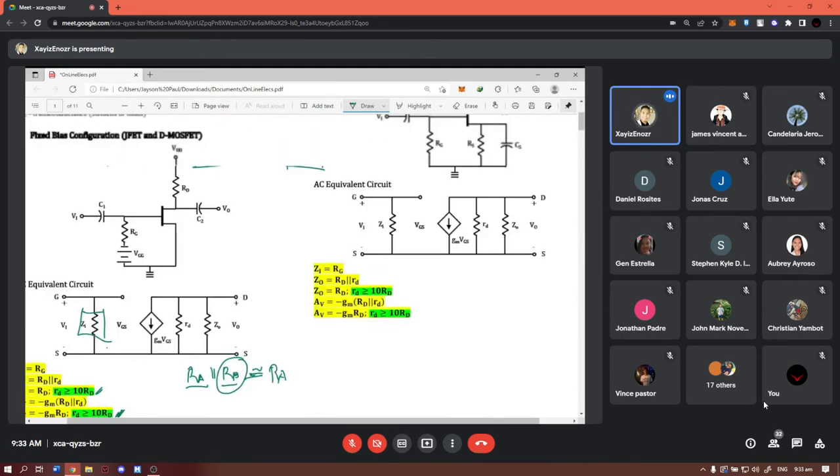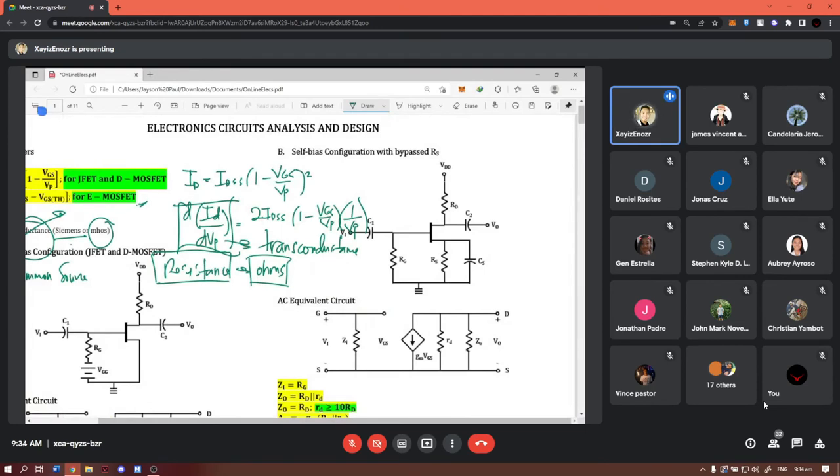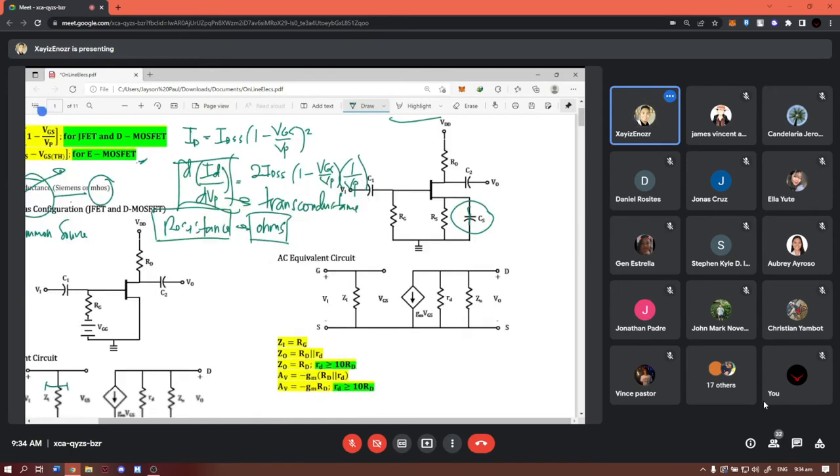Next natin is self-bias with bypass RS. So ano ba ibig sabihin ng bypass RS? Pag sinabing bypass RS, meron tayong bypass capacitor, yung CS na to, dun sa ating source terminal. So, pag nag-AC analysis na tayo, since lahat ng capacitor ay mag-short, therefore shorted na yung ating source terminal. But, kapag nag-DC analysis tayo, open ang capacitor, therefore, i-consider natin si RS. So, tandaan nyo yun, ha? And ito yung equivalent circuit niya.